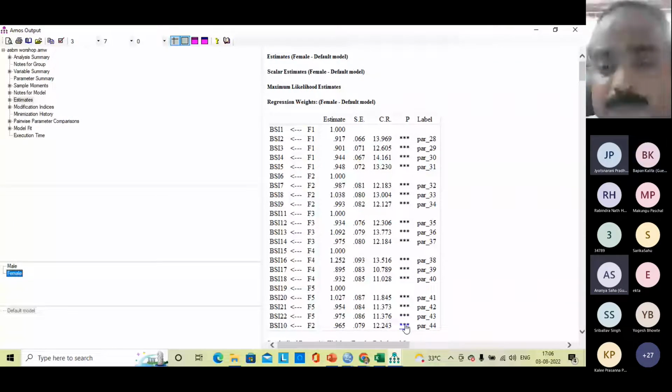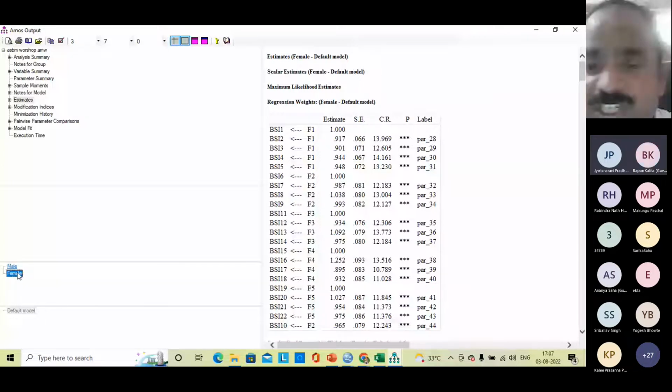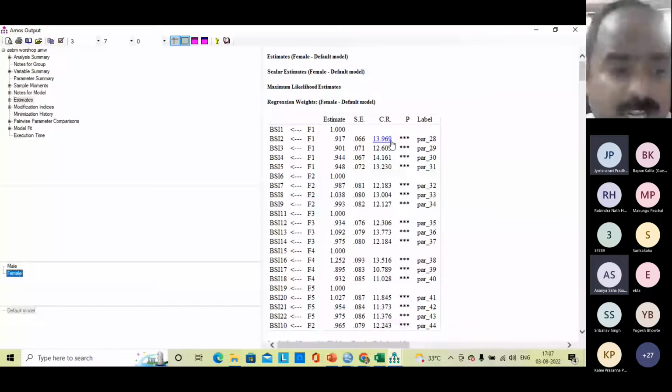That means initially I got the inference, I cannot say conclusion, the initial inference we can draw is that there is no such significant difference. Although there is some difference, look at here, I clicked on the female, look at the CR value, 13.969. What is that? BSI 2 is loaded upon F1 by the CR, which is nothing but the T value, significant at the value 13.969. Click on female.